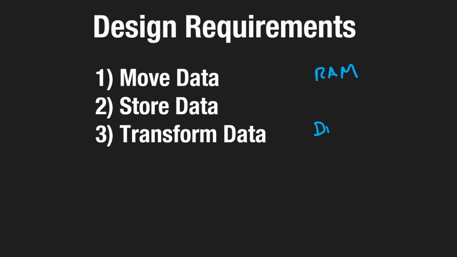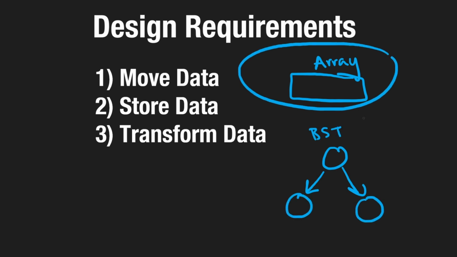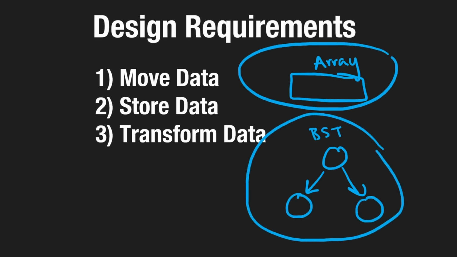In the context of data structures and algorithms, we know that storing data in an array is very different from storing data in a binary search tree. One of these is not necessarily better than the other. They're just different. They have different properties. Binary search trees are good for certain things, but arrays are good for other things. Each of these has its own trade-offs.